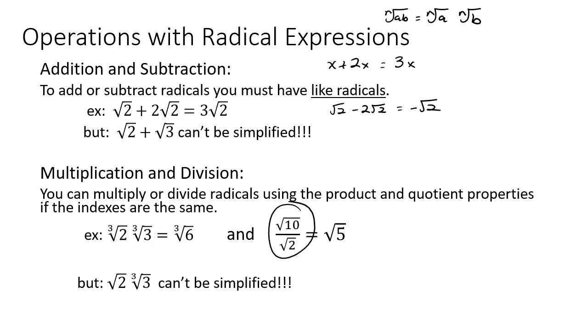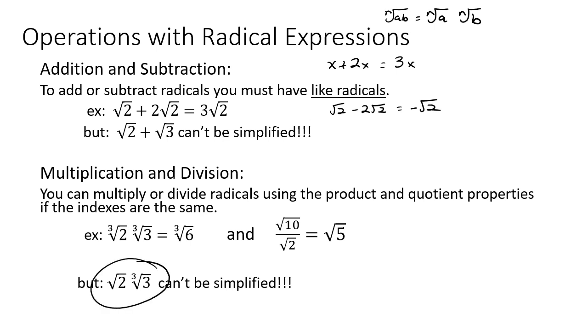And division works the same way. If you had square root of 10 divided by square root of 2, if you just reverse the quotient rule, that would be the square root of 10 divided by 2, which is just square root of 5. So you can just divide the stuff inside of the roots. Again, as long as the indexes match, these are both square roots.